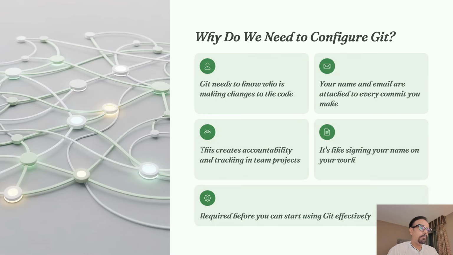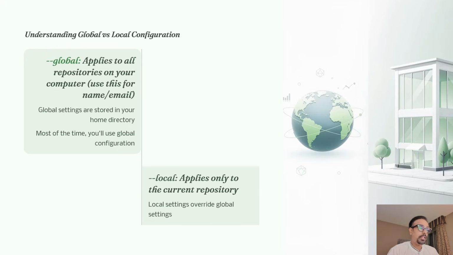So let's get started by understanding what is the need to configure Git. Git needs to know who is making changes to the code in order to track accountability and create a record of contributions. Your name and email are attached to every commit you make, like signing your work. This creates a paper trail and allows for collaboration and tracking in team projects. Configuring your Git settings with your name and email is a required first step before you start using Git effectively.